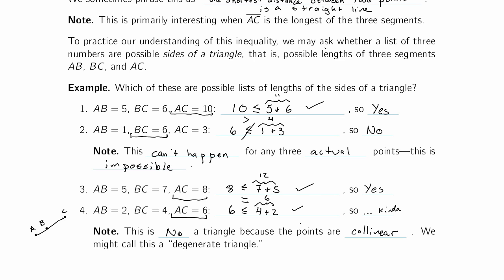So these are possible distances, but we wouldn't really call it a triangle. We might call this a degenerate triangle, or just three collinear points. Degenerate means it kind of has some of the properties, but it's certainly not what we'd think of it as.